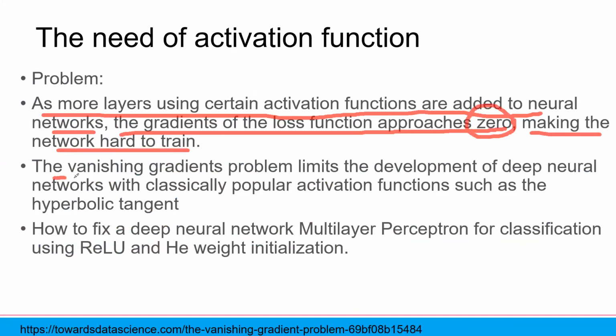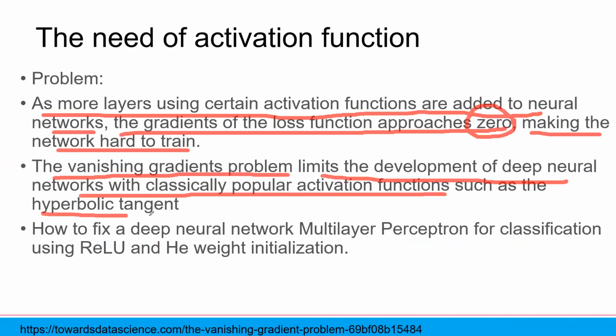We call that the vanishing gradient problem. If it is going to be 0, then you cannot get the result. The vanishing gradient problem limits the development of DNNs with classically popular activation functions. The classical popular function is actually the hyperbolic tangent.